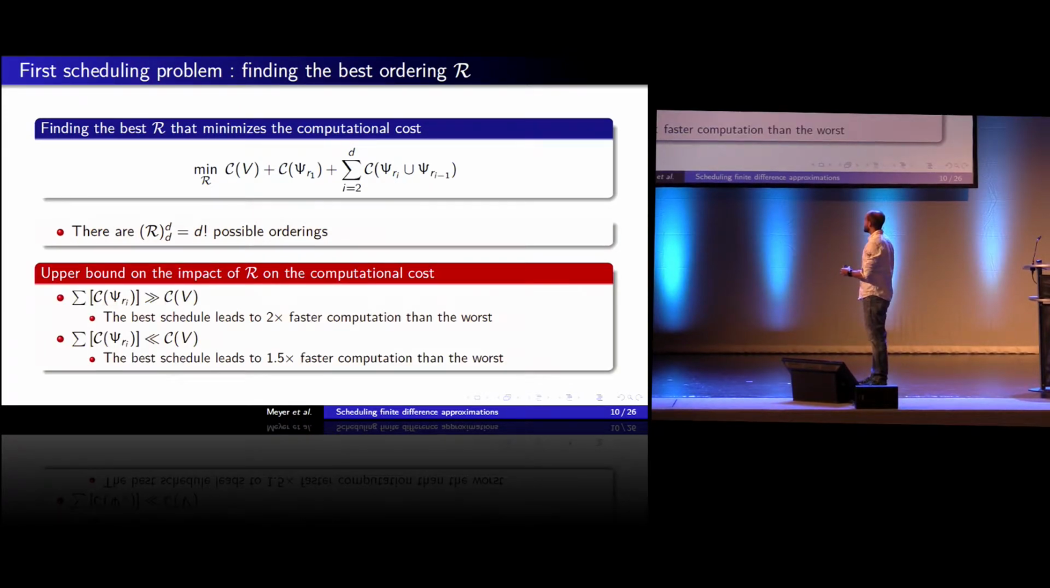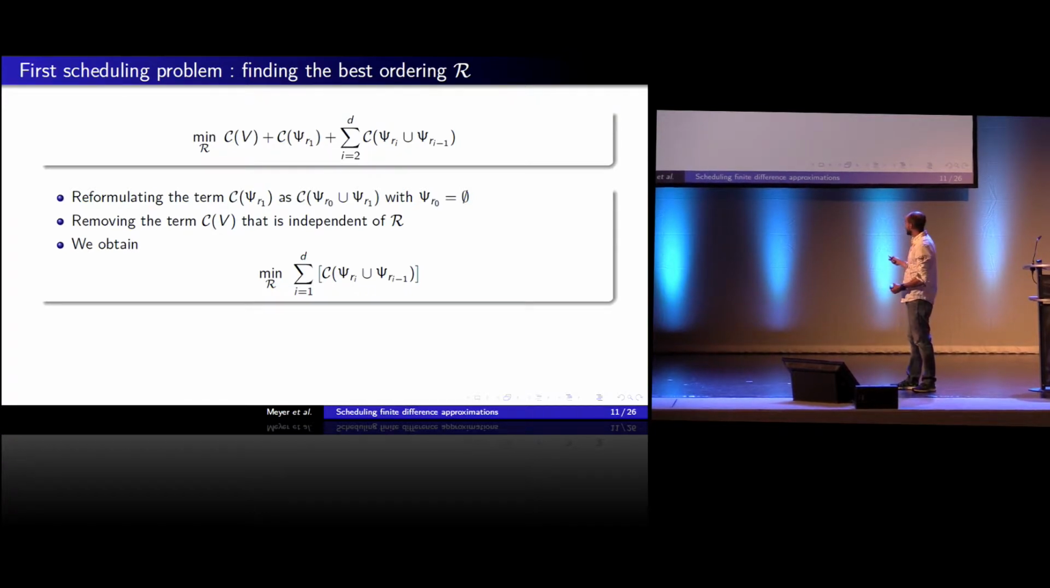So I will not go into detail into that, but the idea is that we wanted first to see what could be the impact of the schedule, and under some condition, under the case where the cost of all the perturbations is significantly greater than the cost of one full function evaluation, it will lead to a 2x faster computation if you have a good schedule, and in the opposite case, 1.5 times faster. So it's not enormous, but it's still important.